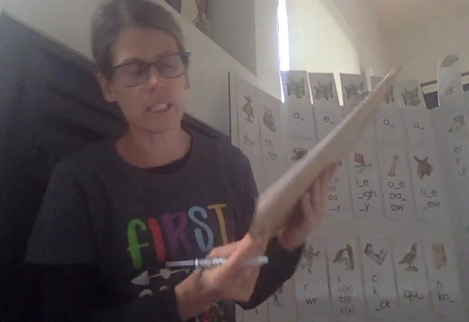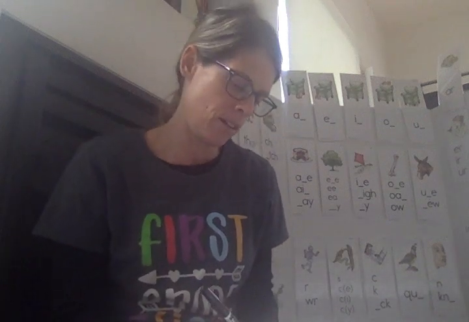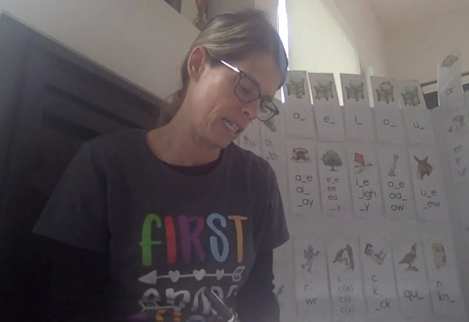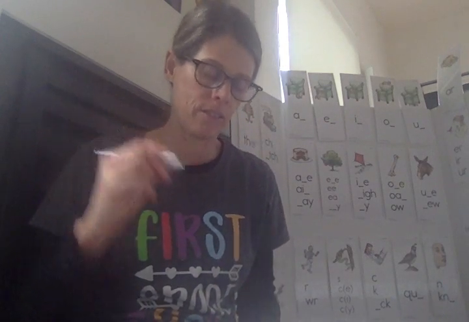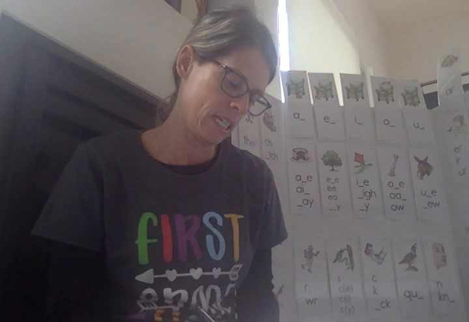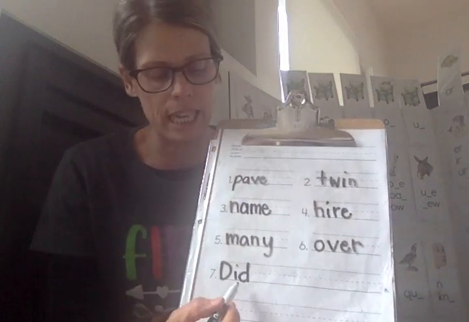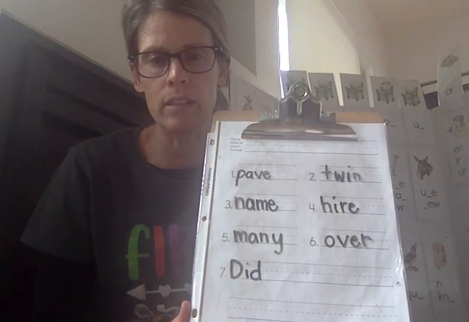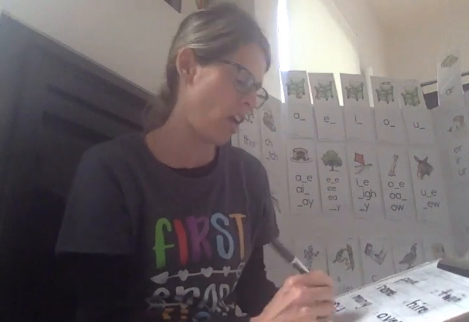Okay, and here comes our sentence. It says, did the dog hide? Did the dog hide? Let's start with our first one. D, d. Don't forget to make that D a capital. D, I, and D, did. D-I-D. Make sure that second D goes the right way. Sometimes we get confused with the B. Did.